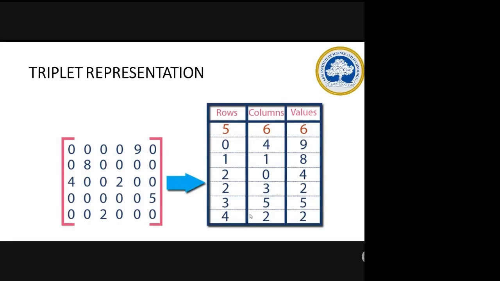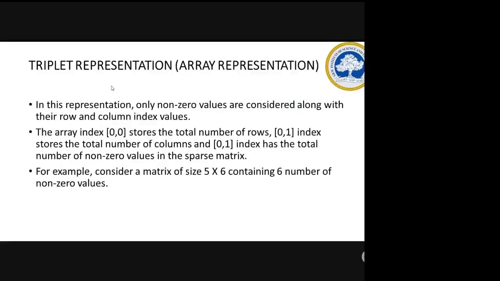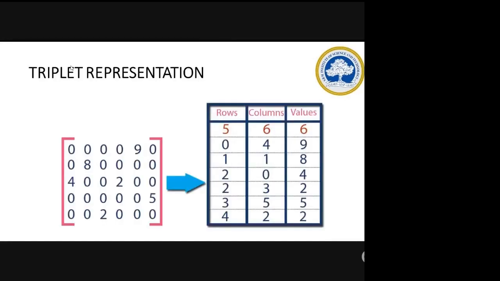This is called the triplet representation: row, column, values. So instead of giving the entire thing with the zeros, I can use the rows and columns and print out the values over here. So this is one way of representing the same sparse matrix using array representation. Triplet is one type of array representation only, but the name indicates triplet because we are taking only three things into consideration: rows, columns, and values.